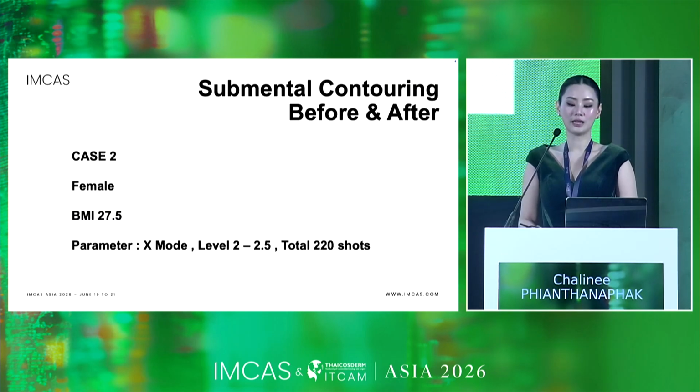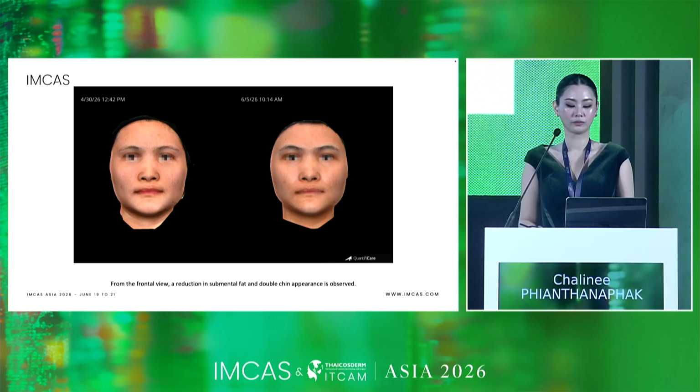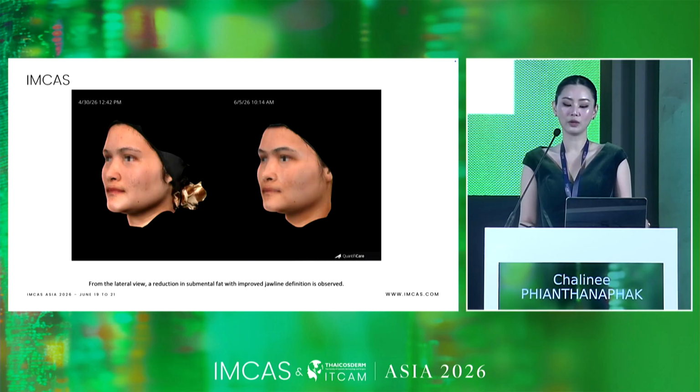Moving on to case 2. This is a female patient with a high BMI. We treated with 220 shots in X mode. From the frontal view, we can see a reduction in submental fat and a reduction in the double chin appearance. And in the lateral view, we can see a reduction in the submental fat also.